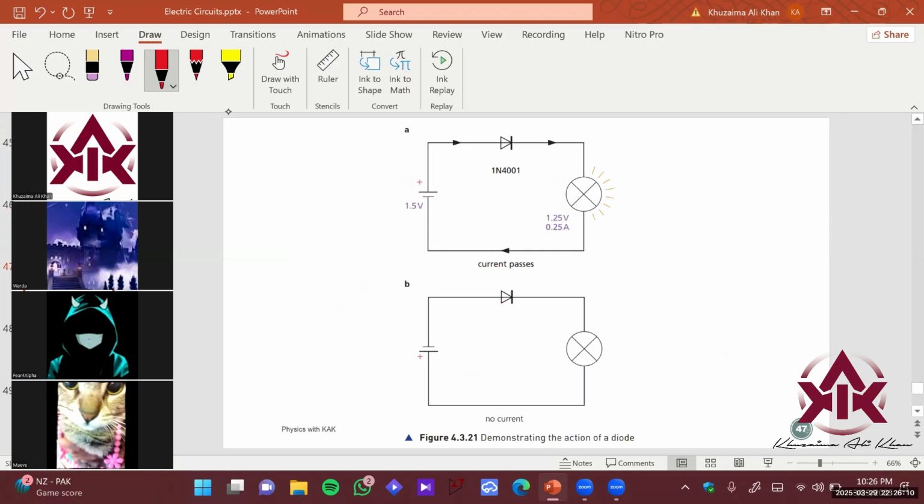Now imagine this is the circuitry over here. So this is the circuit, the electrical circuit of a diode at work. This is the electrical circuit.